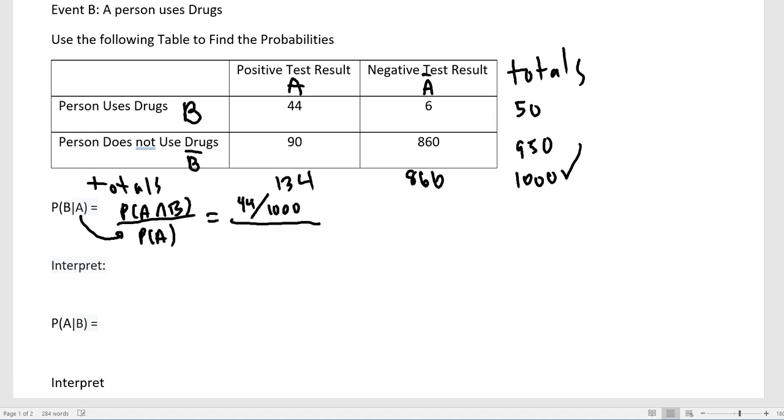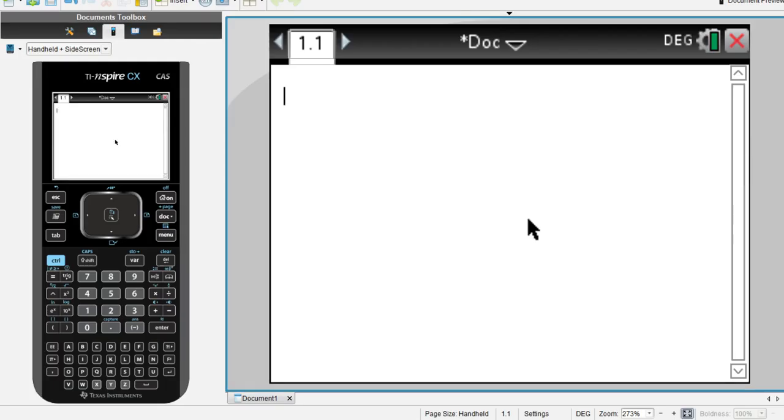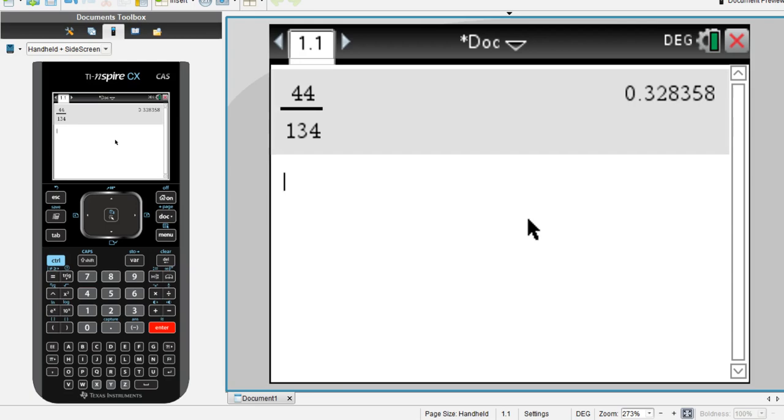Divided by, what is the probability of getting a positive test result? That would be the probability of just A. That would be the 134 out of 1,000. This looks terrifying because I have a fraction over a fraction, but some of you noticed that they're both being divided by 1,000. You could literally multiply the top and the bottom of this by 1,000. But the idea is that this ends up just becoming, which is not super easy, so let's go ahead and, what was it, 44 out of 134? 0.328.